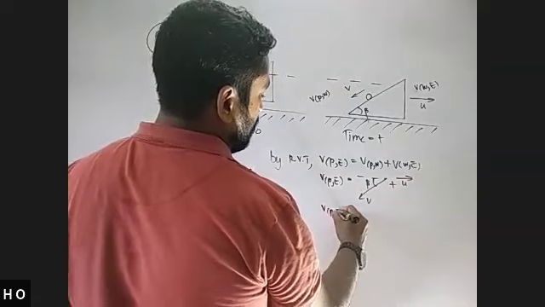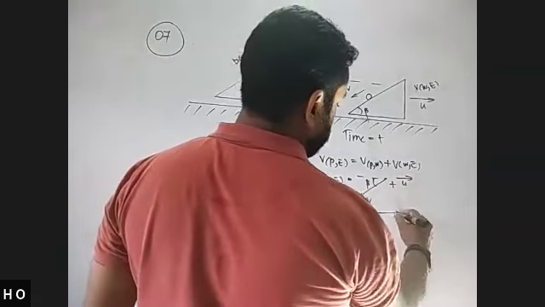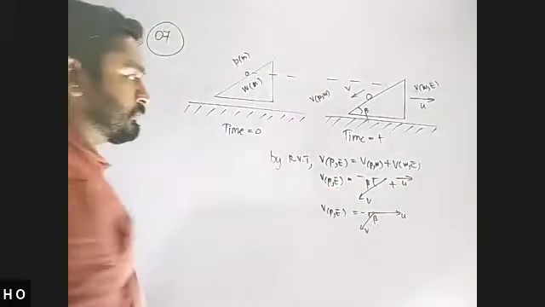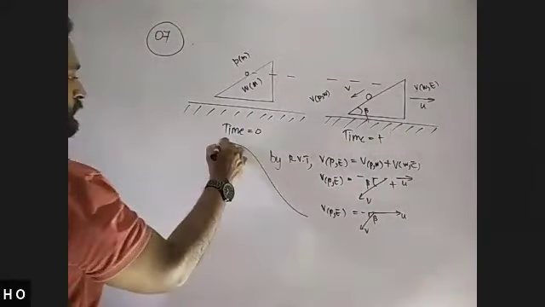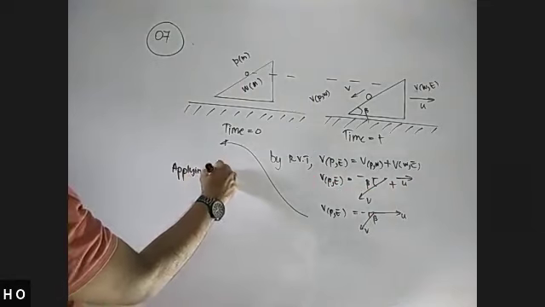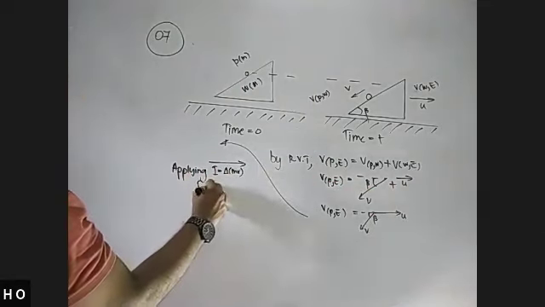So v_P you can just keep like this, because whenever you need it you can resolve. Now you can start after that, applying I equals delta mv towards the right for the system.